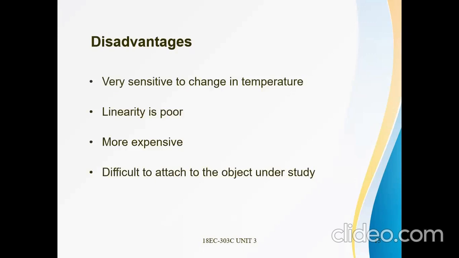What are the advantages? High gauge factor, so it is used to measure very small, sensitive strains. And the size is small. Hysteresis characteristics are good. But what are the disadvantages? Temperature variations are high and the linearity is poor. Size is small, but it is very expensive because of gold leads and all these things. So this is about the semiconductor strain gauge.